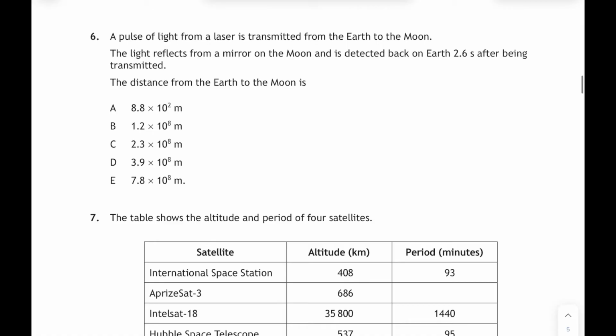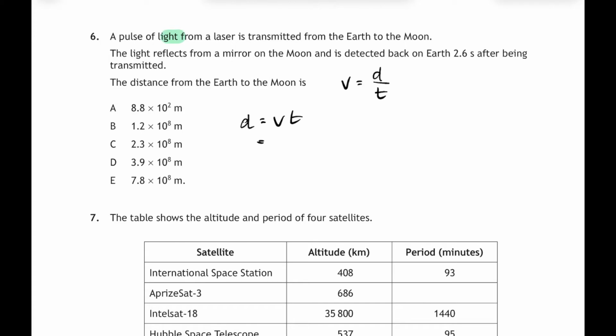A pulse of light from a laser is transmitted from the Earth to the Moon, and the light reflects from a mirror on the Moon and is detected back on Earth 2.6 seconds after being transmitted. So the distance from the Earth to the Moon is, well, we're going to use distance equals speed times time here, or speed equals distance over time. In fact, let's rearrange it first. Distance equals speed times time.